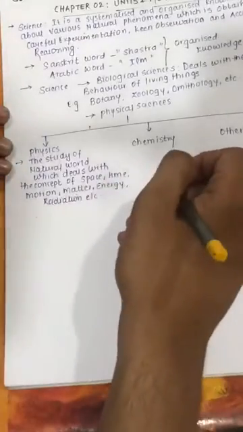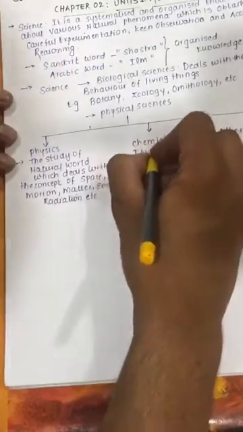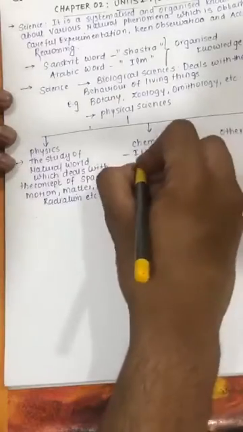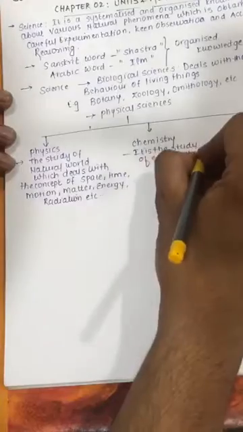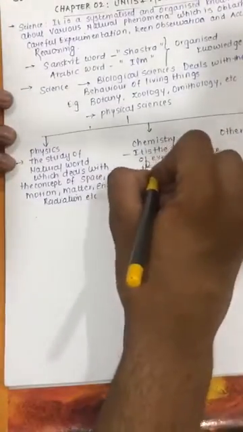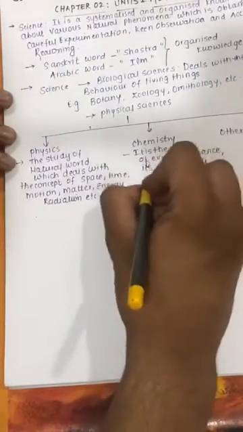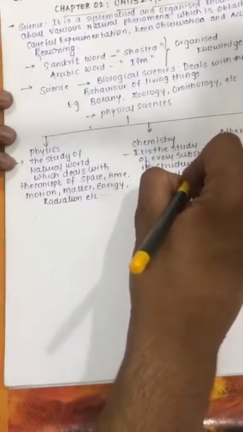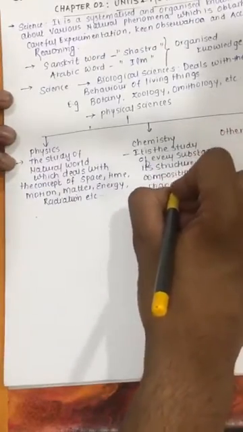What exactly does chemistry mean? It is the study of every substance, its structure, its composition, and changes in which it takes part.